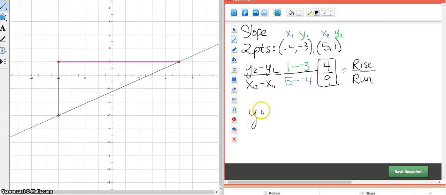Or if you're given the function, well, I shouldn't put y, I should actually put f of x, because that's what we all need to become comfortable with. If you're given the function, then you can simply say, what is my number multiplied by x? What is my coefficient? That is my slope. So in this graph here, my equation would be 4 over 9x plus b, and b would be a very specific number. It's a decimal. So we're just going to keep it as b for now. That's how you would find it.